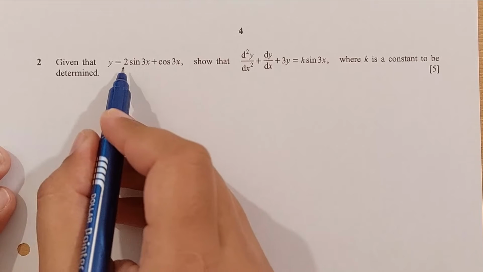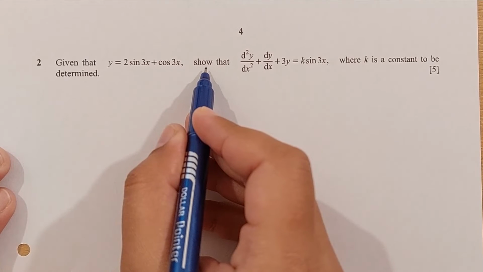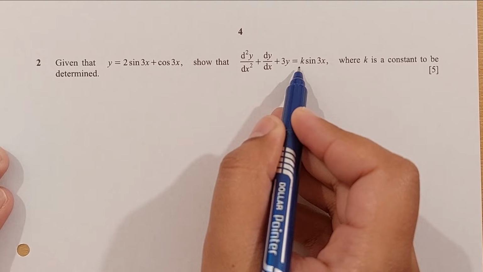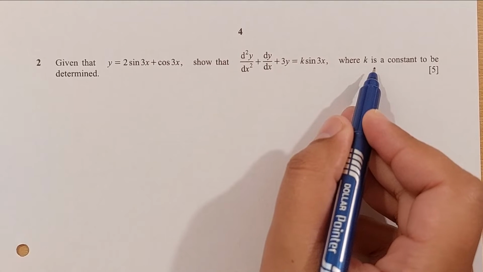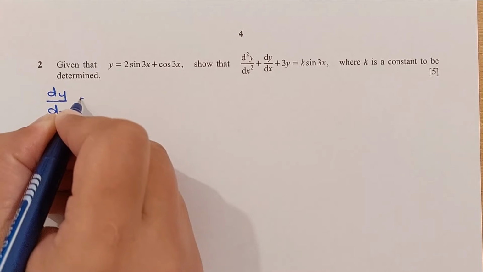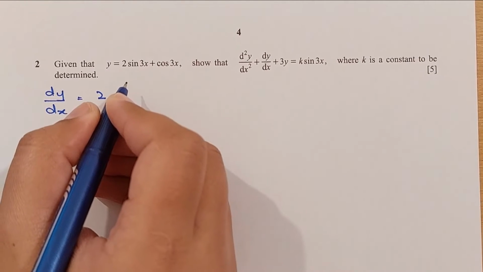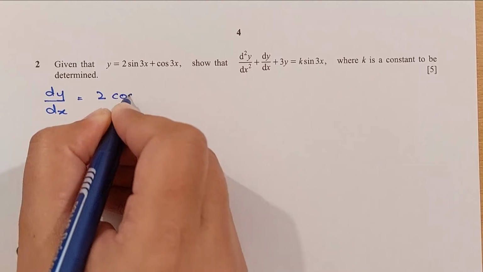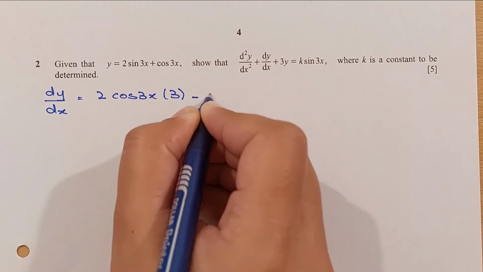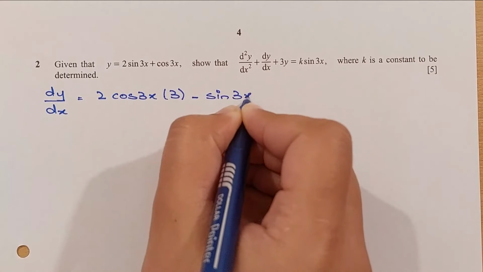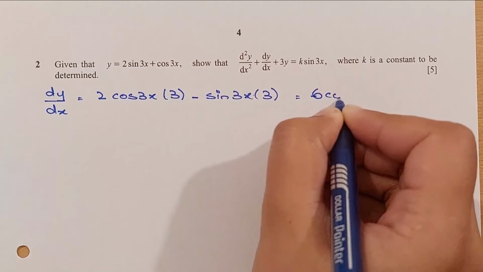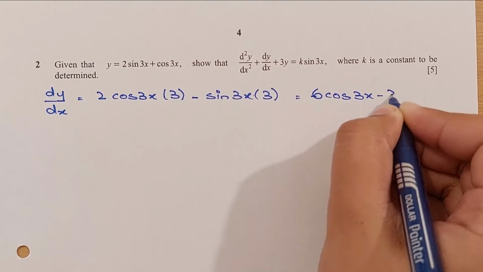Question number 2: given that y equals 2 sine 3x plus cos 3x, show that d2y by dx squared plus dy by dx plus 3y equals k sine 3x, where k is a constant to be determined. First we have to find the derivative of y with respect to x. The derivative of sine is cos 3x, and the derivative of cos is minus sine 3x, and the derivative of 3x is just 3. So this equals 6 cos 3x minus 3 sine 3x.